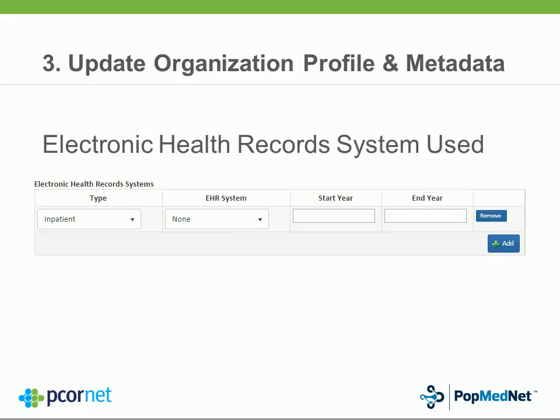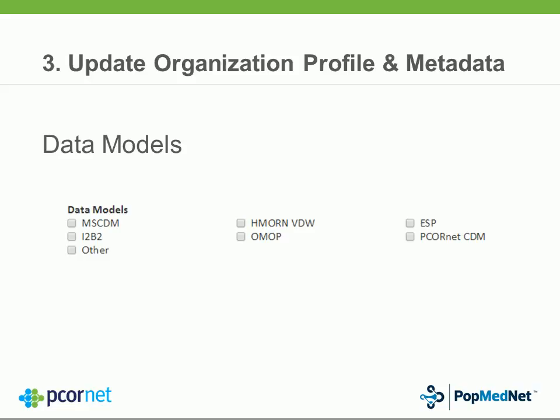If your organization utilizes electronic health records, select the type and name of your EHR system from the Electronic Health Records System Used section. If your EHR system is not present in the list, select Other and type the name in the box provided. Record initial year of use as the start year and final year of use as the end year. Finally, in the Data Models section, select the data models that your organization utilizes. Note that this does not imply that these data models are queryable within this network. You can enter any additional data models in the Other field.